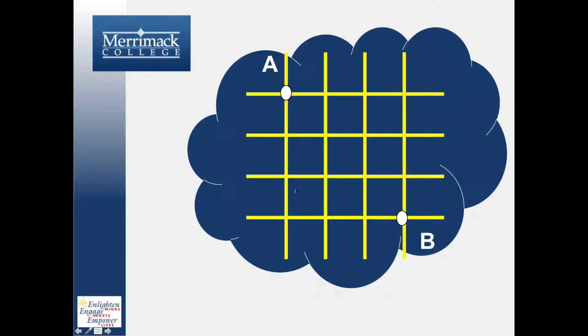So this is a picture of a simple network with only 8 routes, right? 4 horizontally, 4 vertically. And if I were to represent this in a regular decision tree from A to B, I'd have to look at 40 different paths just for this simple little network. So this is perfect for dynamic programming.